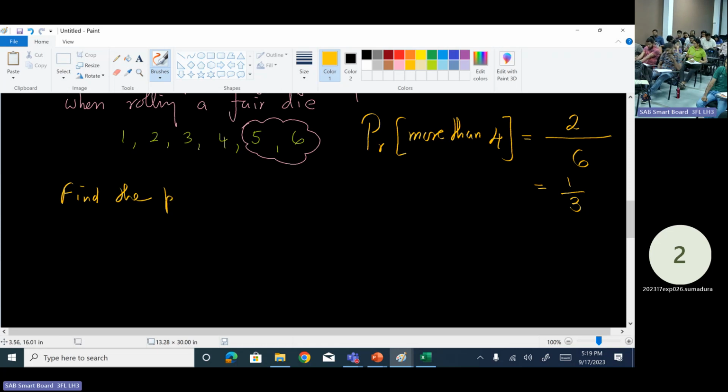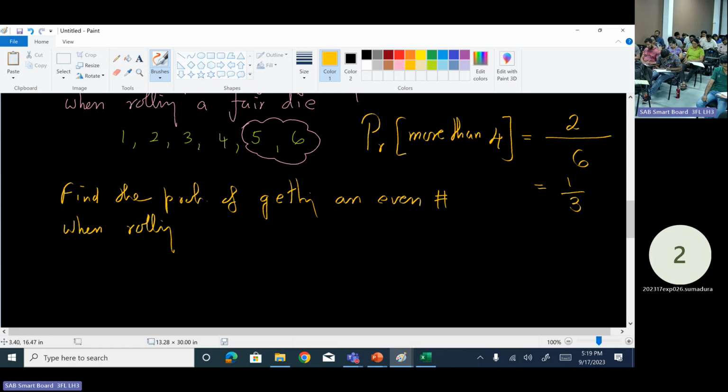Find the probability of getting an even number when rolling a die. Second example.